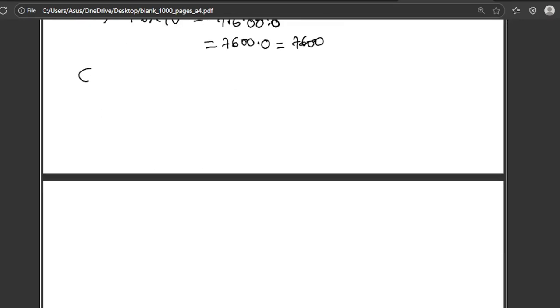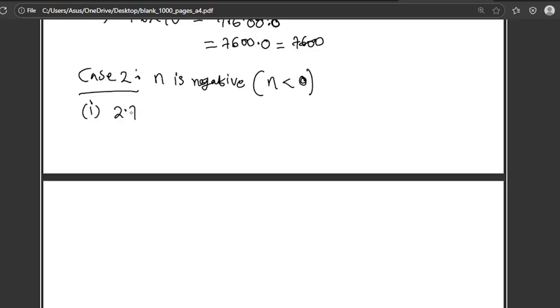For case 2, that's when n is negative. A negative number is simply a number that is less than 0. When we say the number is negative, it means the number is less than 0. So, for example, here we have 2.7 times 10 to the power minus 4. You can see the power of 10 is negative, minus 4. Here I'm moving the decimal point to the left. You can see the direction is to the left.